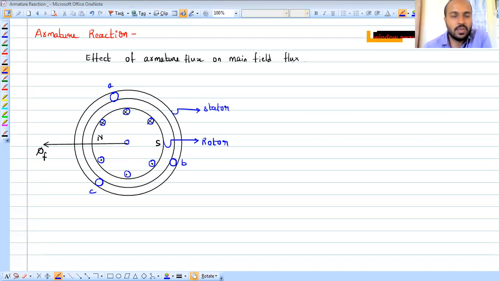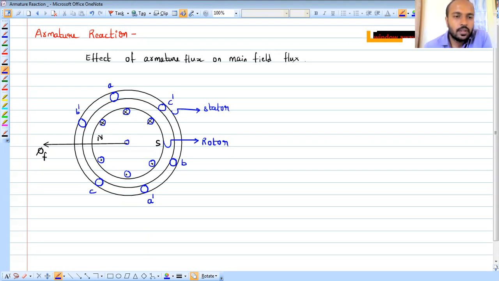So here A, B, C conductors are the three-phase windings of the stator. And coming to this, another conductor belonging to A phase will be there, that is A dash. Okay, A and A dash, these two conductors belong to A phase. Similarly, B and B dash belong to B phase, and C and C dash belong to C phase.